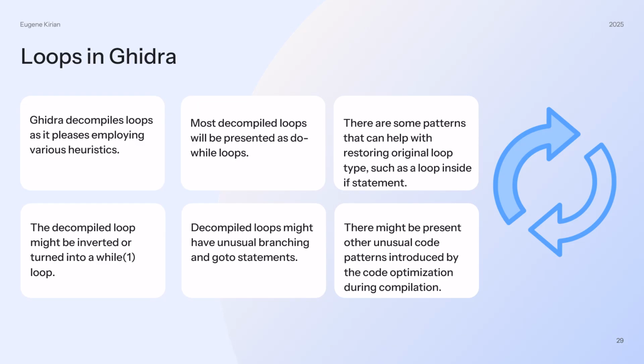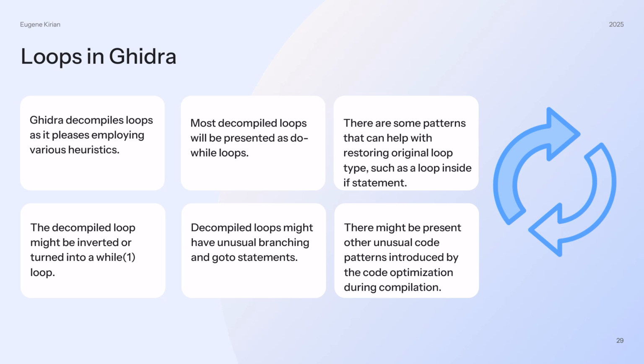Ghidra uses various heuristics to decompile loops, and it doesn't always preserve the original loop structure. In fact, most decompiled loops will likely be presented as do-while loops regardless of the original loop type. However, there are some patterns to look out for that can help you restore the original loop type. For example, a loop inside an if statement can be a giveaway. You might also encounter inverted loops or loops that have been transformed into while true loops with breaks or continues.